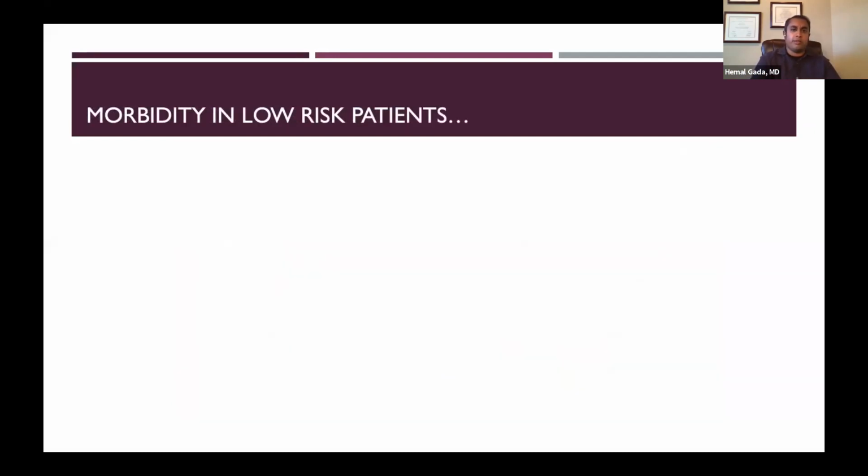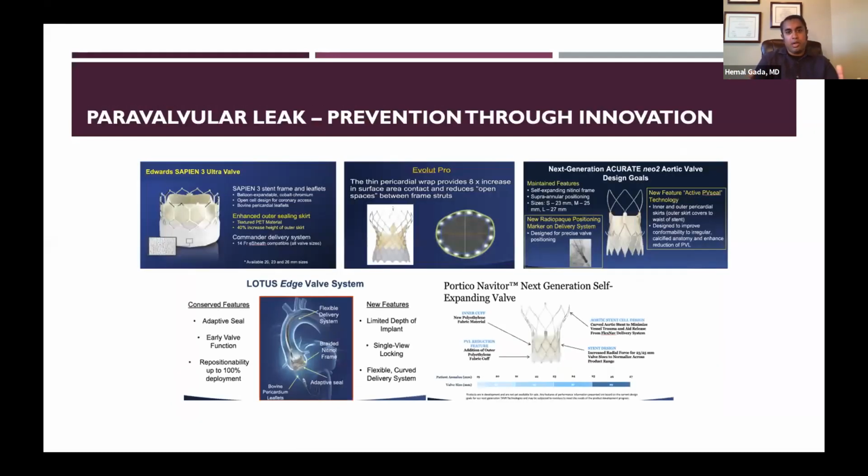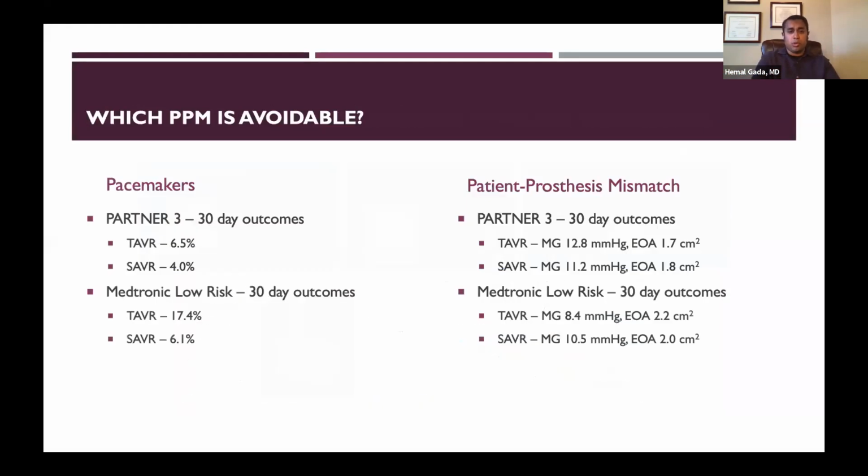Well, what about morbidity in low-risk patients? Let's talk about that. Well, paravalvular leak, big issue. There have been a lot of technical innovations applied to transcatheter heart valve prostheses over the last few years that have pretty much eradicated severe paravalvular leak, and this goes for EVOLUT PRO as well. Then let's transition to PPM, or cute way of acronyming permanent pacemakers versus patient prosthesis mismatch.